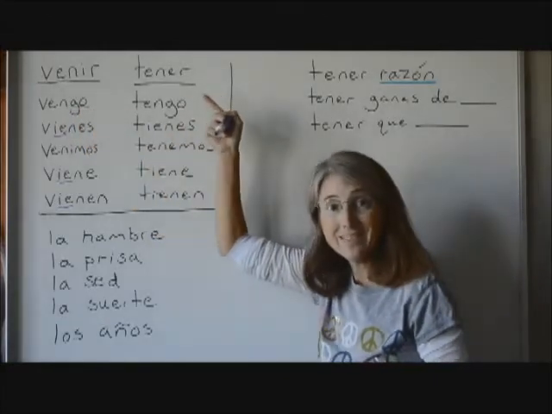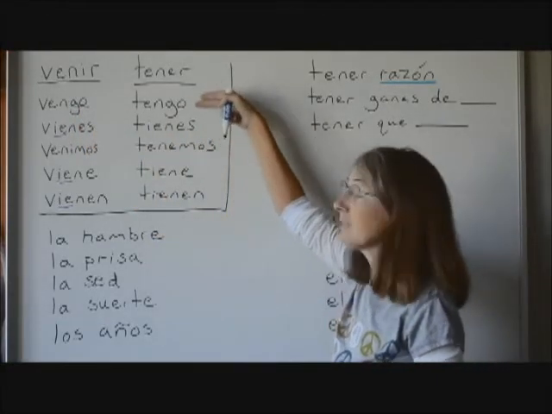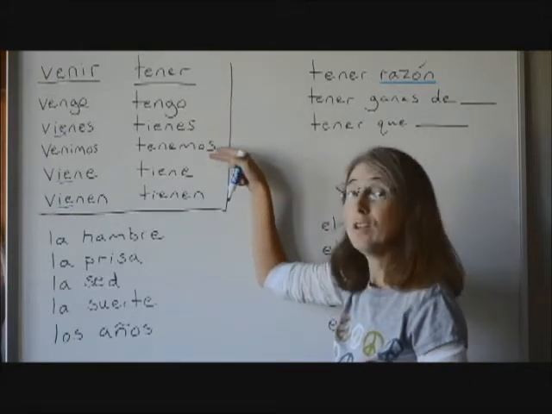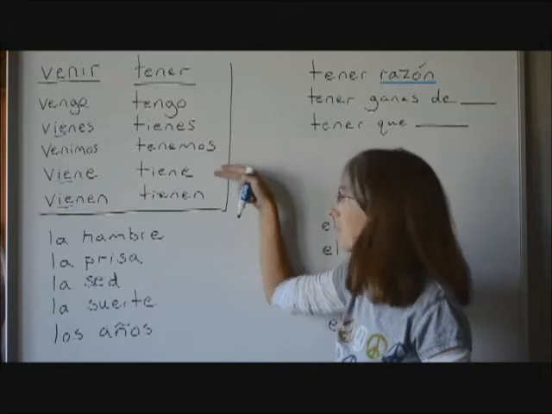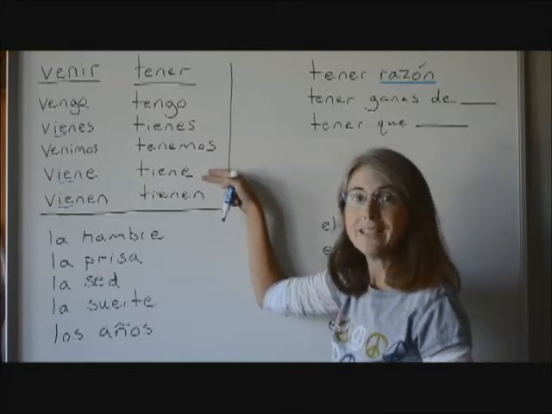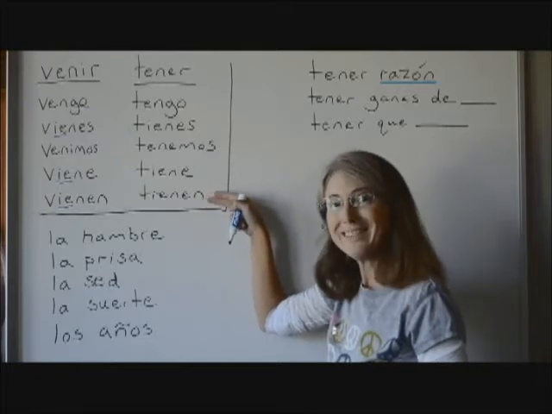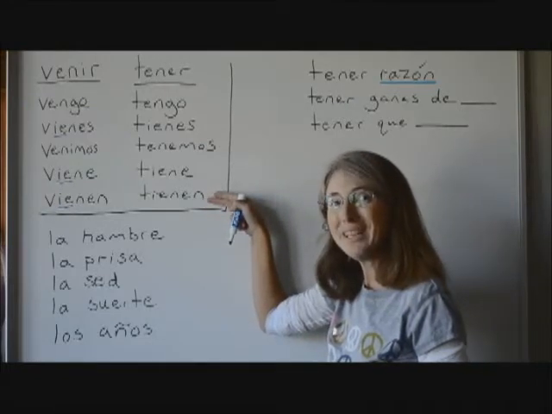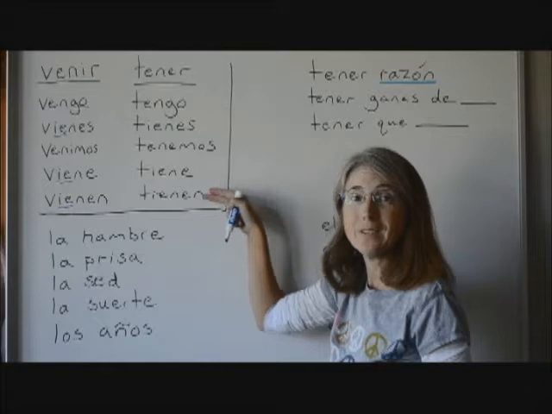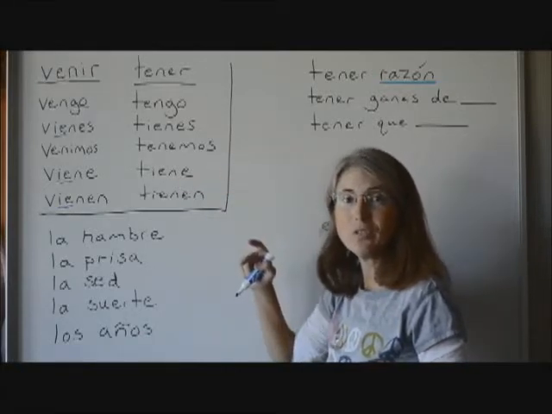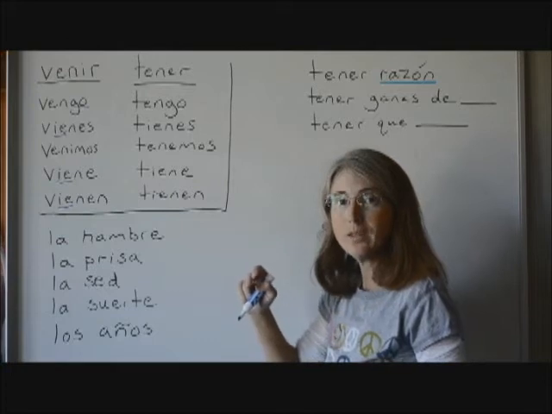With tener, it's spelled similarly. Yo tengo, tú tienes, nosotros tenemos, usted tiene, él tiene, ella tiene, ustedes tienen, ellos tienen, ellas tienen. The spelling changes are the same as venir. In fact, the only differences are in two areas.